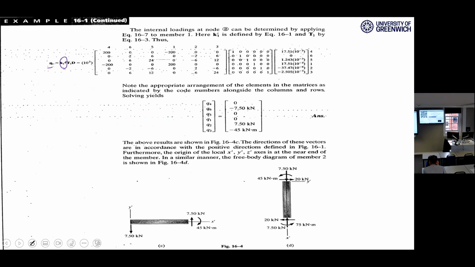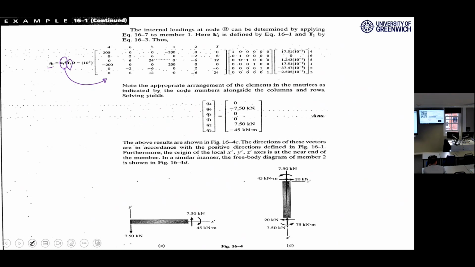K1 transpose means transpose of K1. That's 6 by 6 specifically for element number 1. Transpose means you just need to swap the lines with the columns. Line 1 goes for column 1, line 2 goes for column 2, line 3 goes for column 3. Transpose of a matrix means swapping the lines and columns.